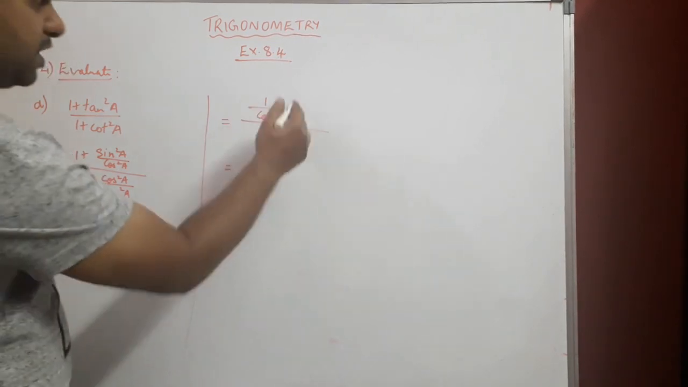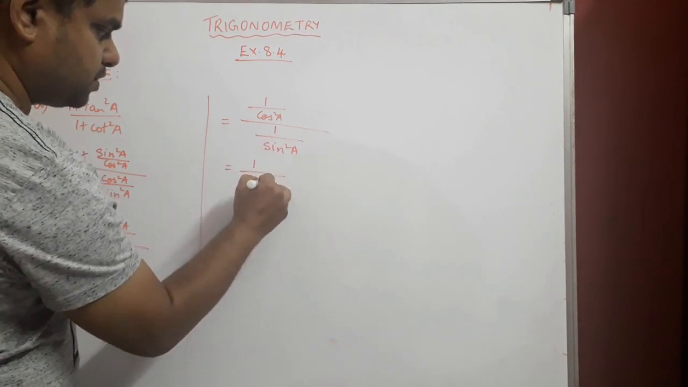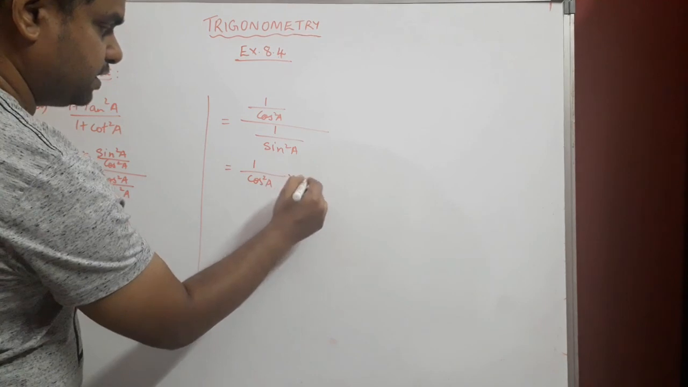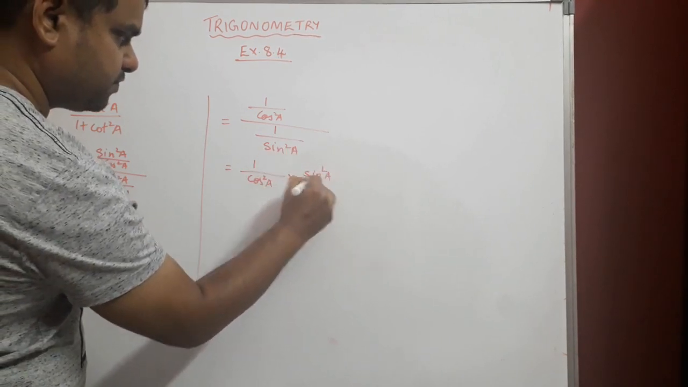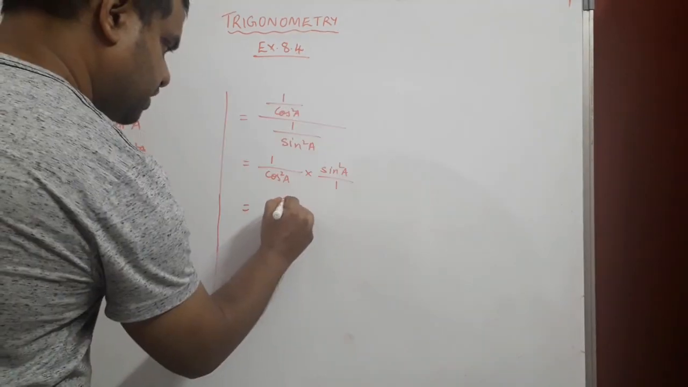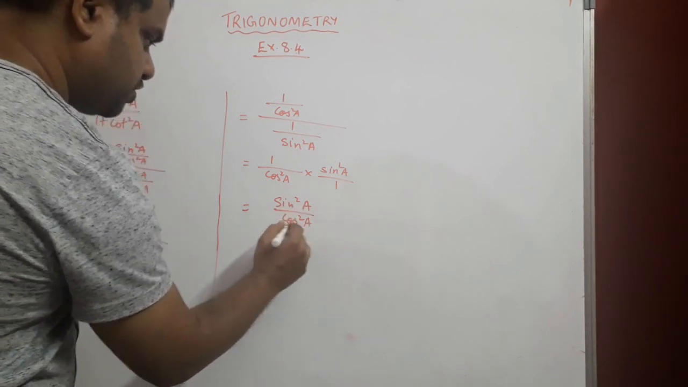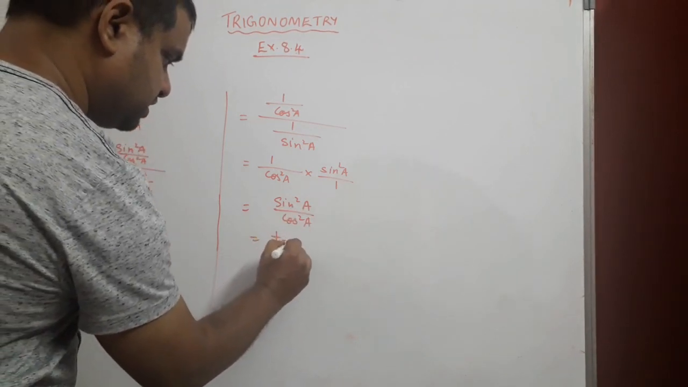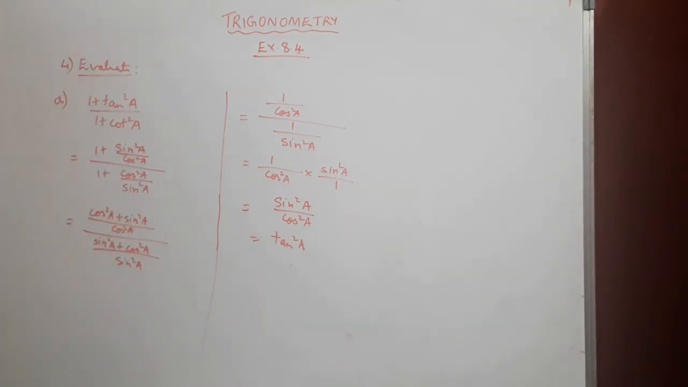Now if we multiply this from division, it will become this way, 1 into whatever is the denominator will become the numerator, and what is the numerator will become the denominator. This sin square A upon cos square A, and we know sin upon cos is tan, so we can write this as tan square A, and that is the final answer of this problem.